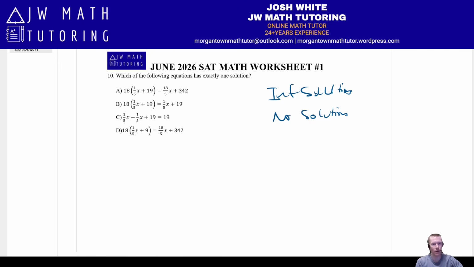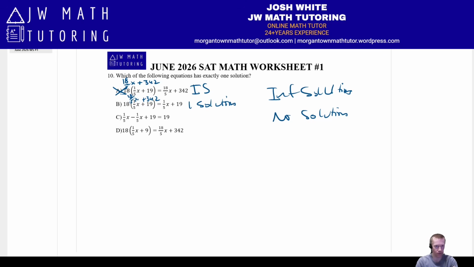Now, if you wanted to actually do this by hand, which again I probably wouldn't recommend, notice what happens in the first one: if you distribute this, on the left side you get 18 over 5 x plus 342. So you get the same exact expression on the left and on the right. Therefore, this one is infinite solutions. It is not the correct answer. If you do the same thing to b and multiply it out, you get 18 x plus 342, same exact thing as the last one. But notice on the right, the x term does not have the same coefficient. The x term has a 1/5. Therefore, this is going to have one solution.